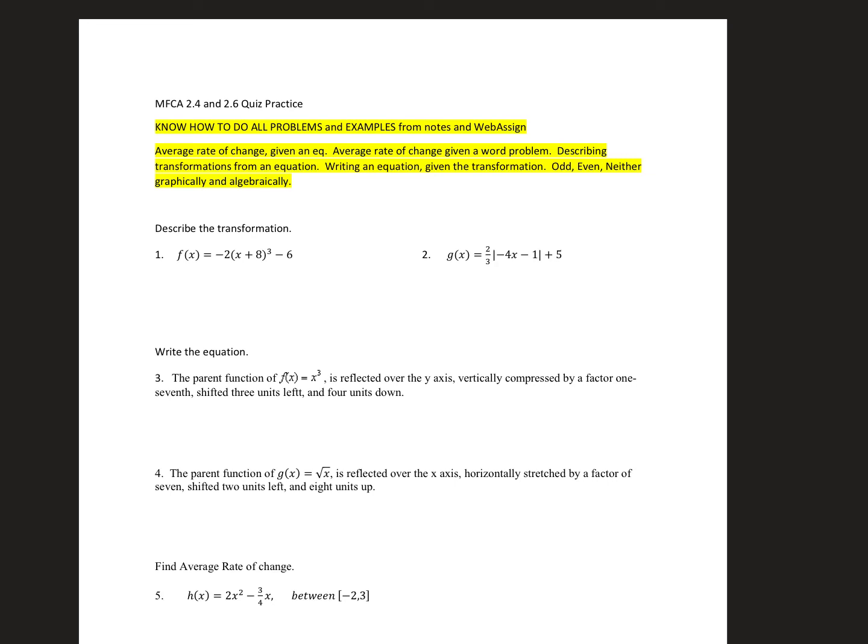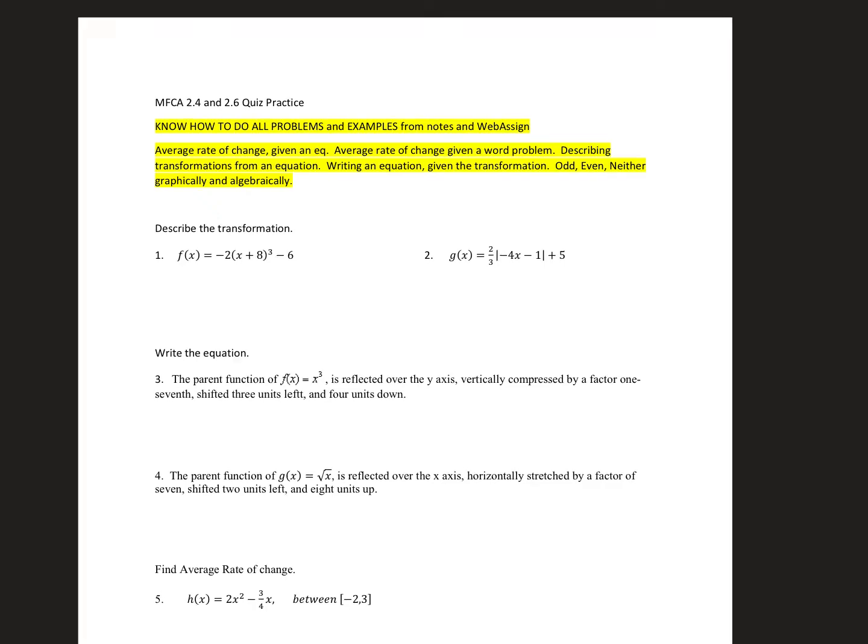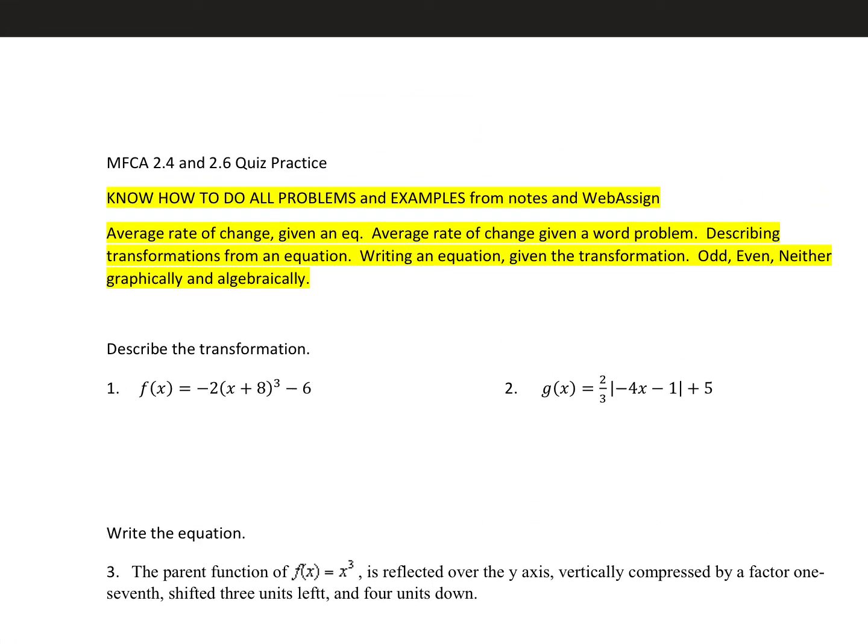All right, so your quiz tomorrow is only over sections 2.4 and 2.6. I highlighted at the top the stuff that you absolutely have to know. It's everything, but I wanted to bring it to your attention. You need to know how to find the average rate of change if you're given an equation. You need to know how to find the average rate of change if you have word problems. We're going to go over a bunch.